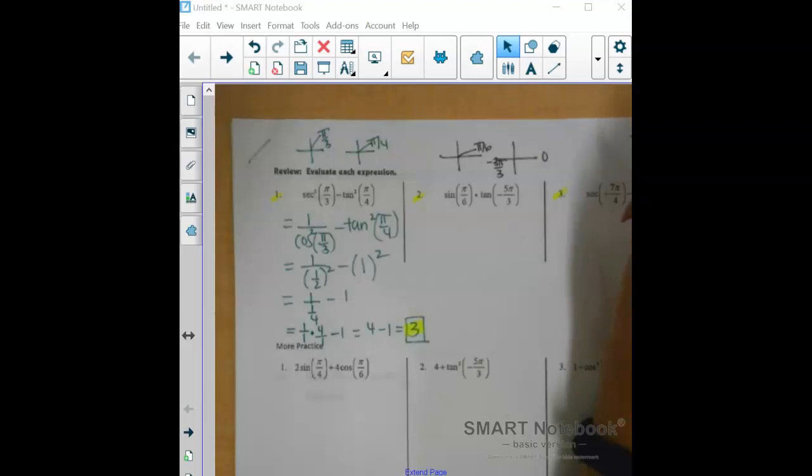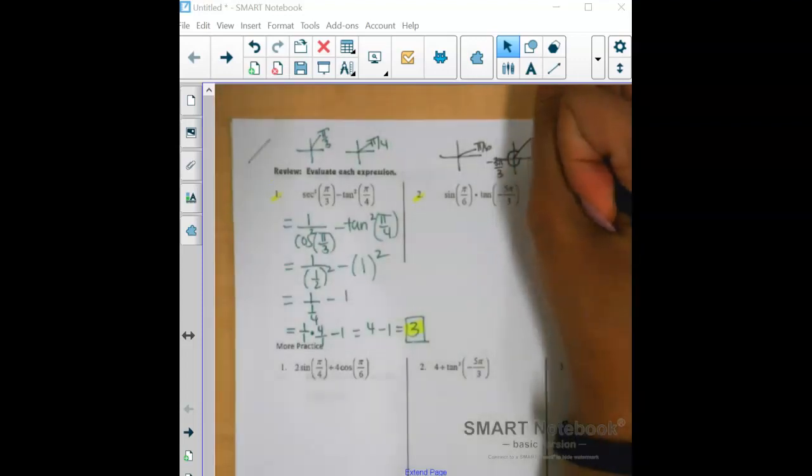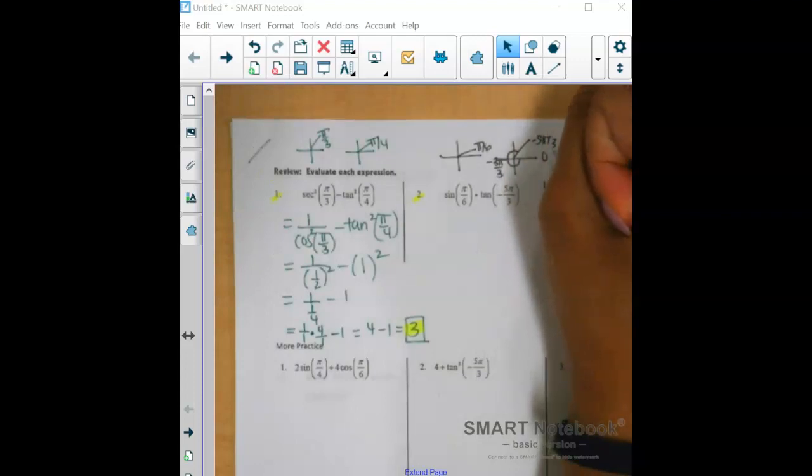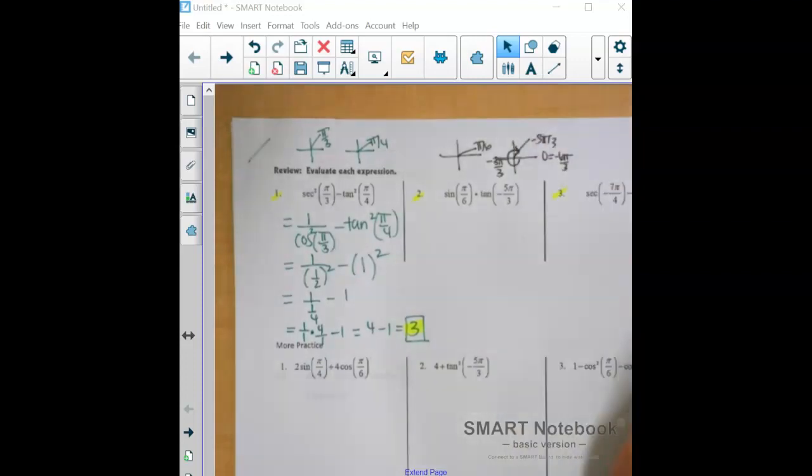Say it again. Yeah, quadrant 1. It's going to go all the way around until it gets into quadrant 1, where negative 5 pi over 3 is, because negative 6 pi over 3 is right here, right at 0. So we went all the way around in a clockwise motion to get to negative 5 pi over 3.